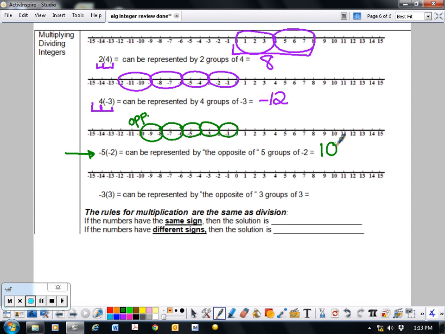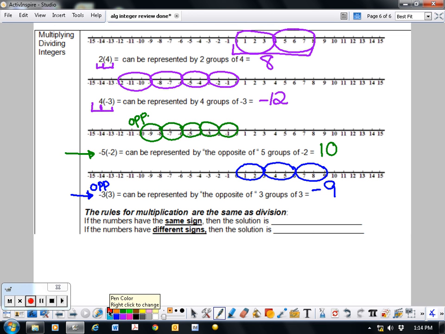And then our next one is negative 3 times 3. So I can't have negative 3 groups. So this is the opposite of negative 3 groups of 3. So I'm going to do 3 groups of 3, but I wanted the opposite of that, which gives me negative 9. And when we start looking at the patterns, this is the one pattern that for some reason resonates with most kids more often than not. Most kids remember these rules. It's the adding and subtracting rules that throw them off.